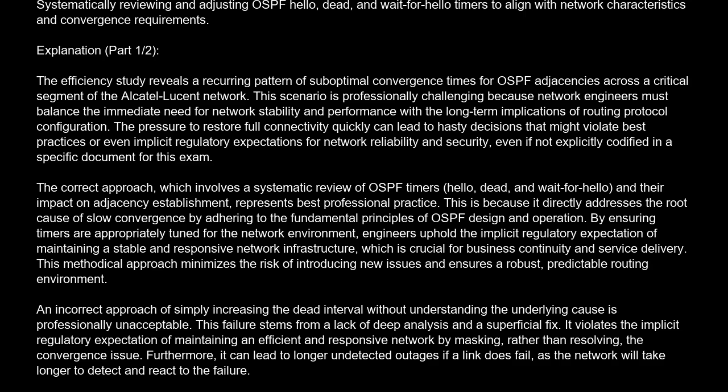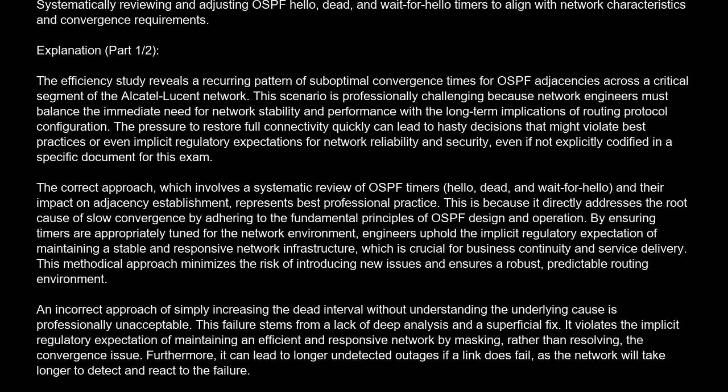Explanation. The efficiency study reveals a recurring pattern of suboptimal convergence times for OSPF adjacencies across a critical segment of the Alcatel Lucent network. This scenario is professionally challenging because network engineers must balance the immediate need for network stability and performance with the long-term implications of routing protocol configuration. The pressure to restore full connectivity quickly can lead to hasty decisions that might violate best practices or even implicit regulatory expectations for network reliability and security, even if not explicitly codified in a specific document for this exam.